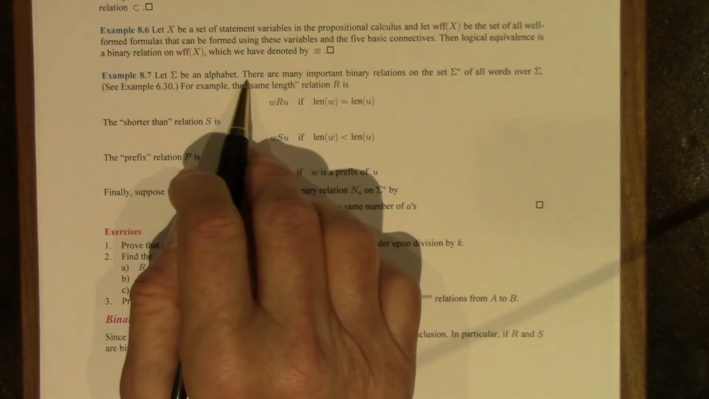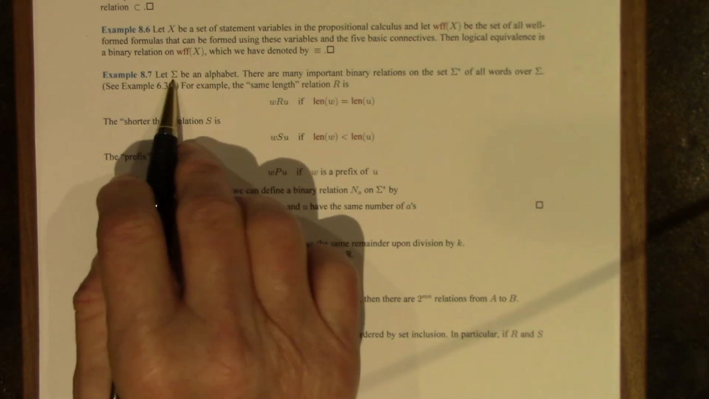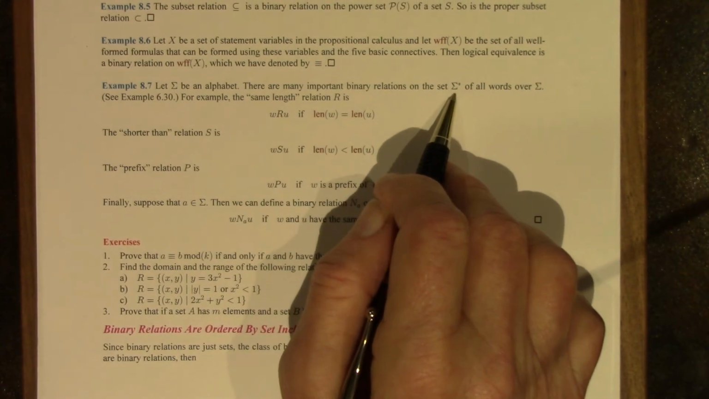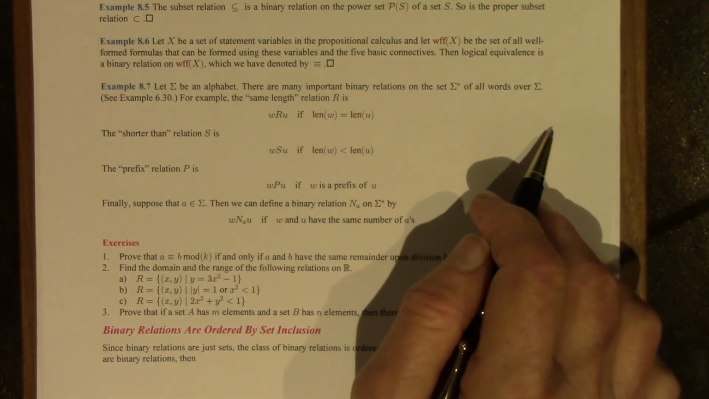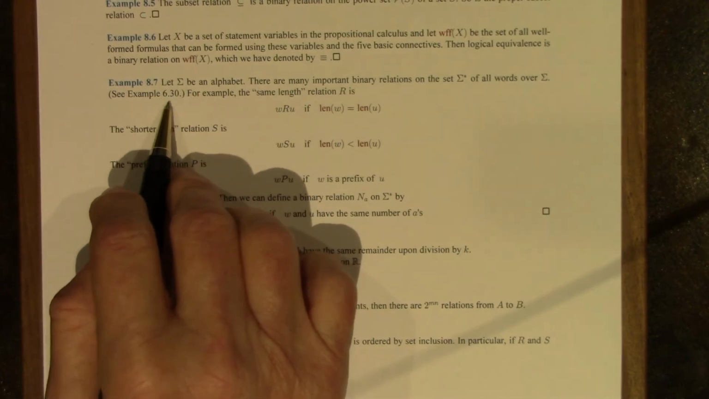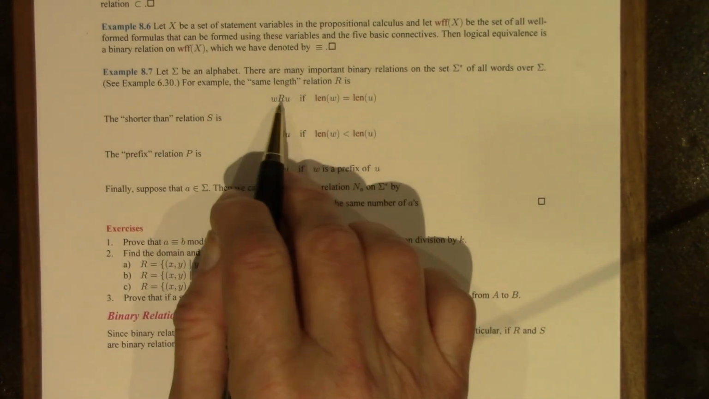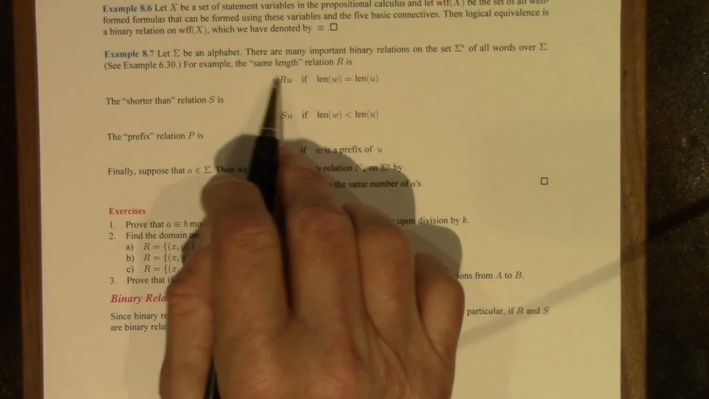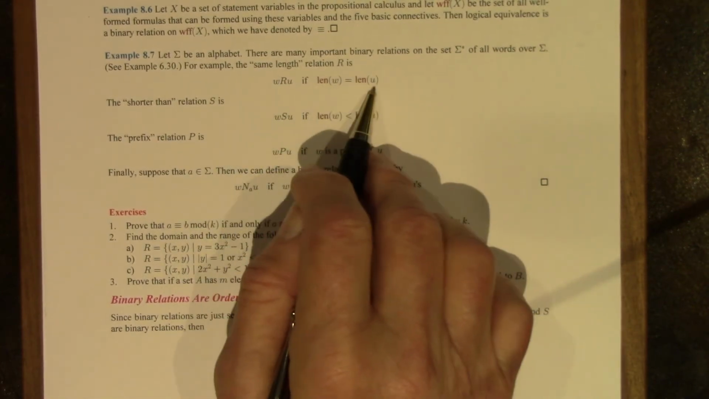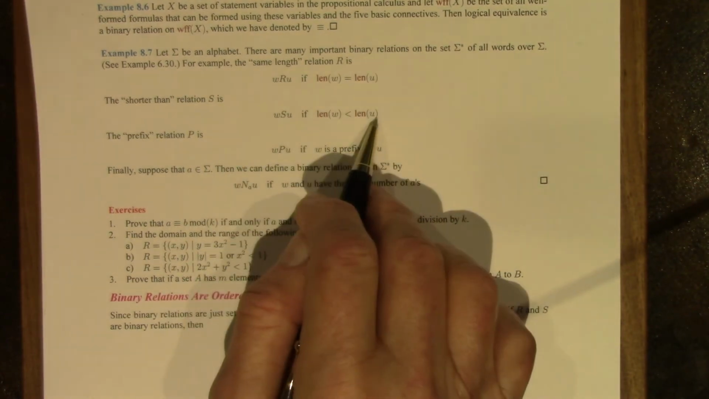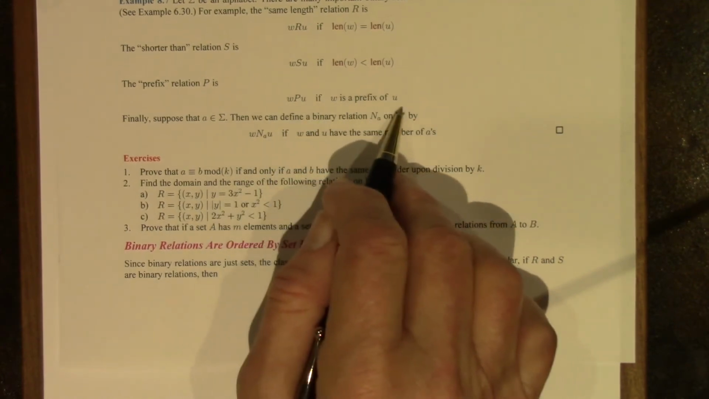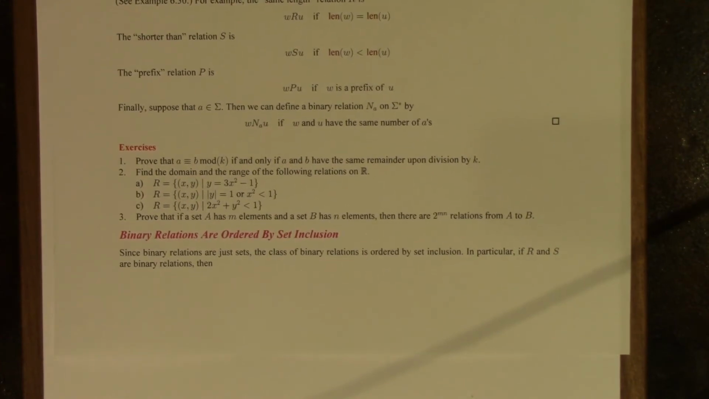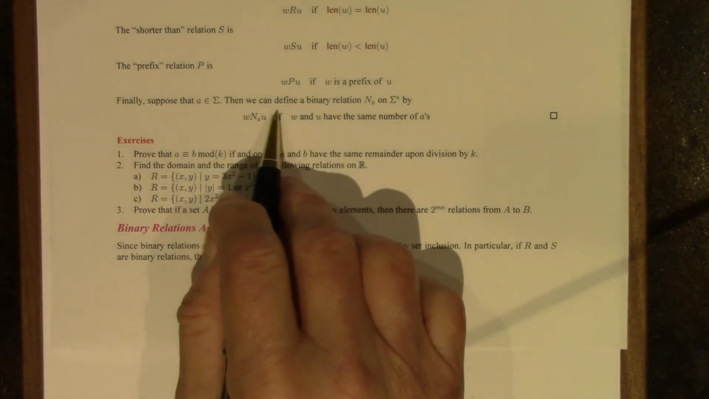Here are some relations on words. We have an alphabet sigma. Sigma star is the set of all words. Remember, those are formal strings of symbols from the alphabet. This was discussed first back in chapter 6. We have the same length relation. W is related to U if the length of W equals the length of U. Shorter than. Prefix relation. W is related to U if W is a prefix of U. In other words, if U starts with W and may or may not have additional symbols.